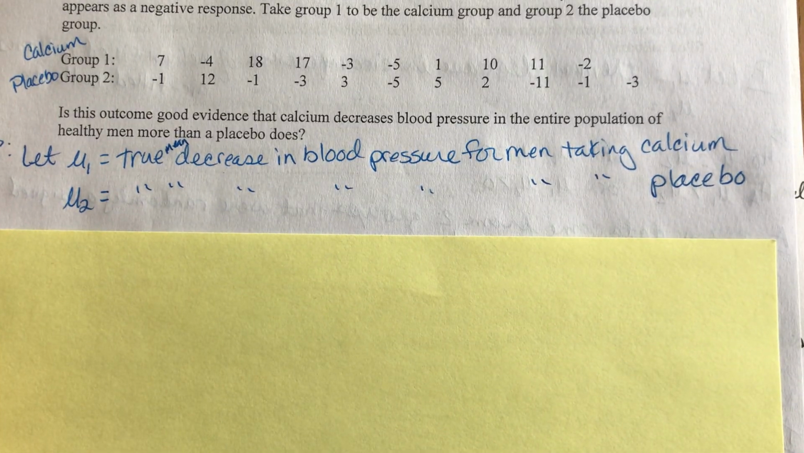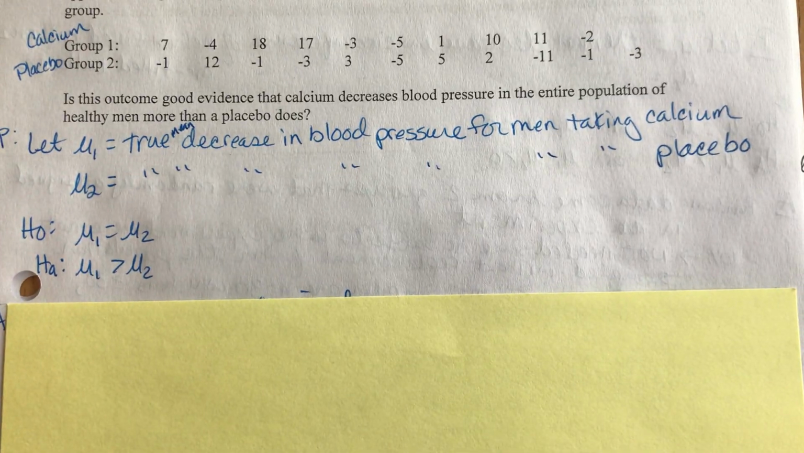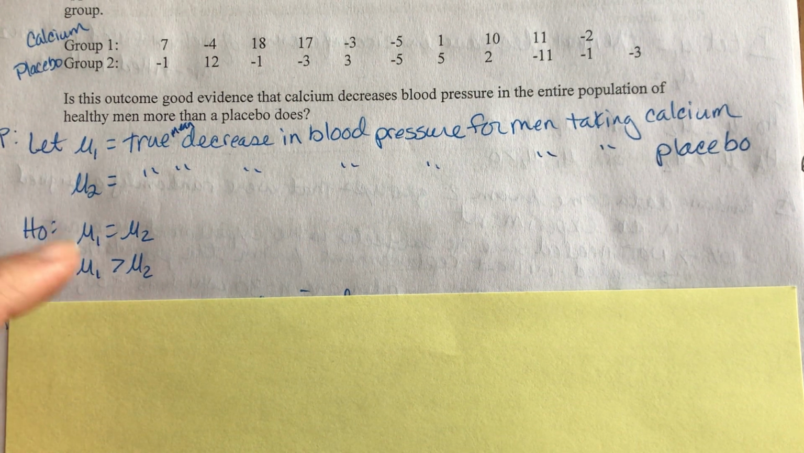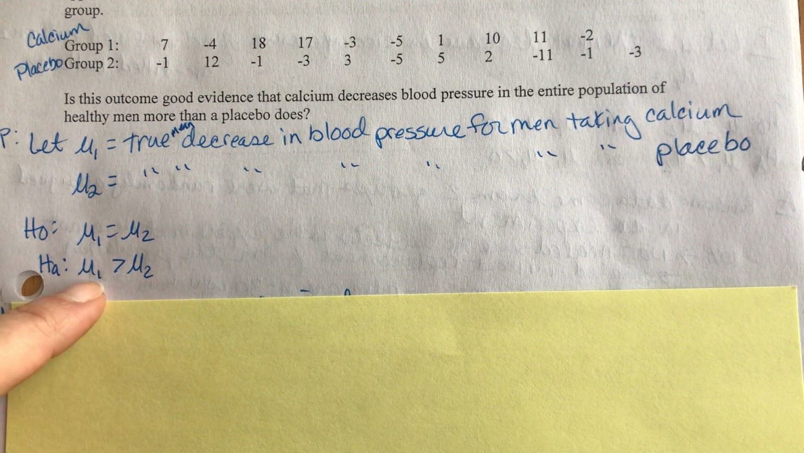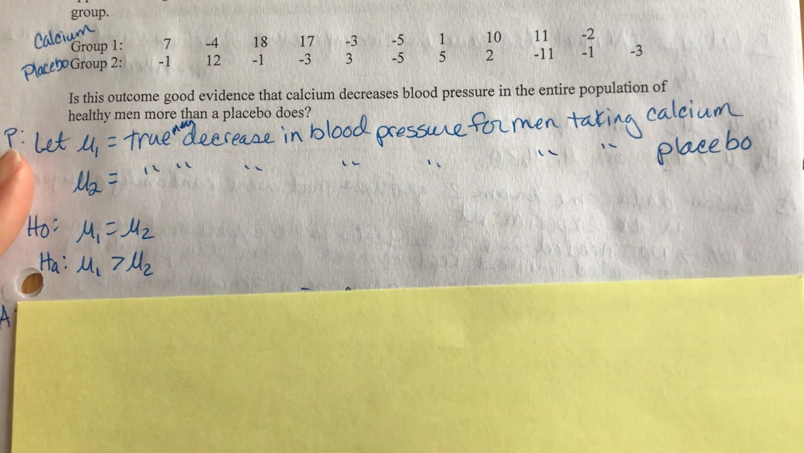So we would have parameters: let mu1 equal the true mean decrease in blood pressure for men taking calcium. Mu2, true mean decrease in blood pressure for men taking the placebo. If it's going to be better, that means you're going to have a greater decrease. So if your decrease is higher, that's a good thing, okay? So our decrease is right here, okay? So it's going to be like calcium is greater than the placebo, okay? That it's going to be a higher number for the decrease, okay?